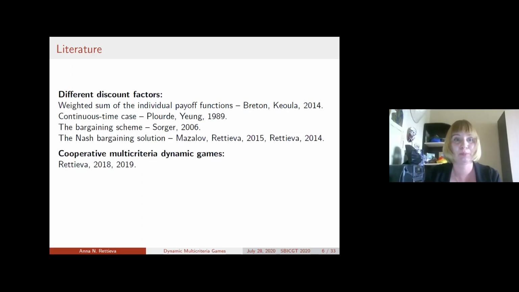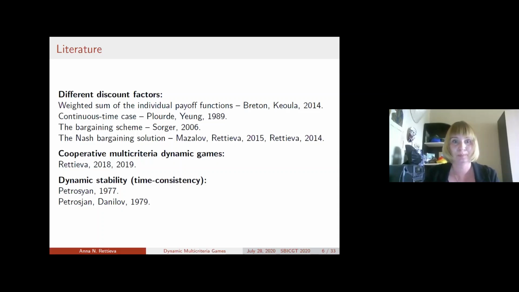What's the problem here? If we have different discount factors, it's impossible to construct cooperative behavior by summing up the payoffs of the players. So in our previous papers, we constructed the cooperative behavior using the bargaining scheme with the sum of players' payoffs. Under an asymmetric setup, it's unusual to sum up the payoffs with different discount factors. And moreover, in our previous approach, the individual rationality conditions can be not fulfilled. That's why here we will present another approach to construct cooperative behavior.